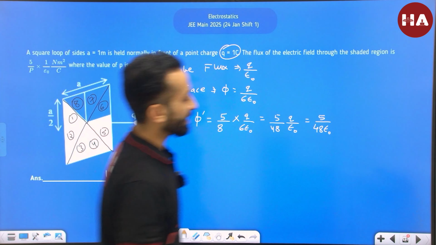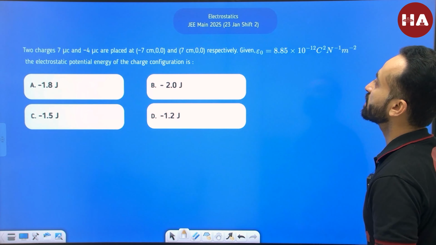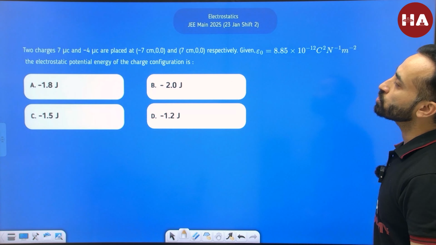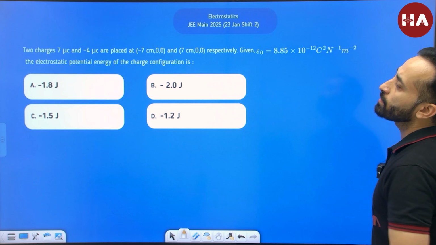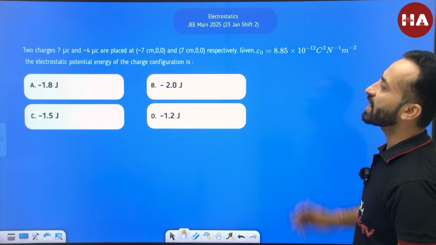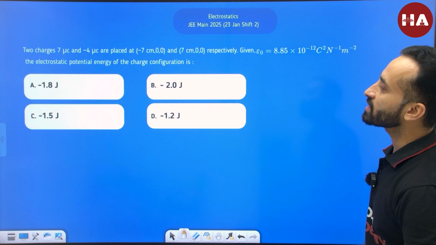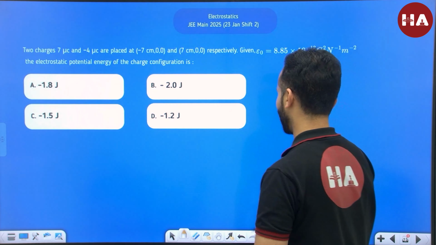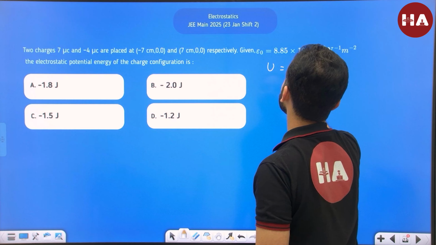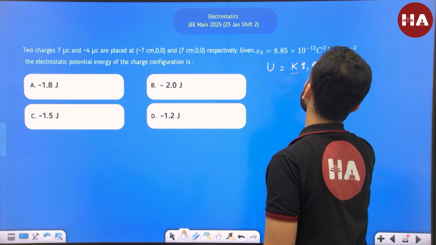Okay students, so the next question is 23rd January shift 2. 2 charges plus 7 microcoulomb and minus 4 microcoulomb are placed at this and this coordinate. Okay, the electrostatic potential energy, very easy. All you have to do is just do k q1 q2 over r.